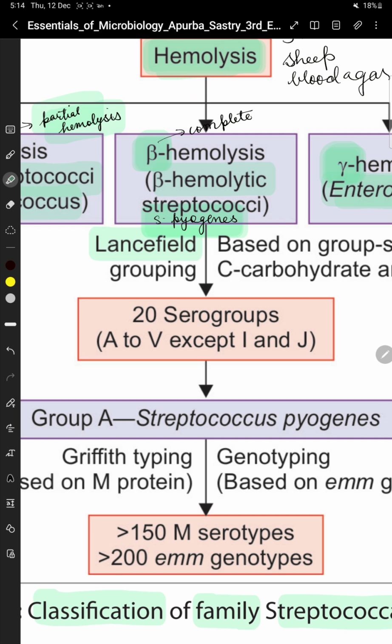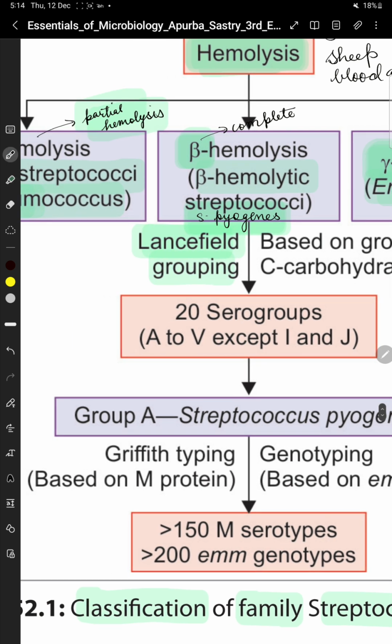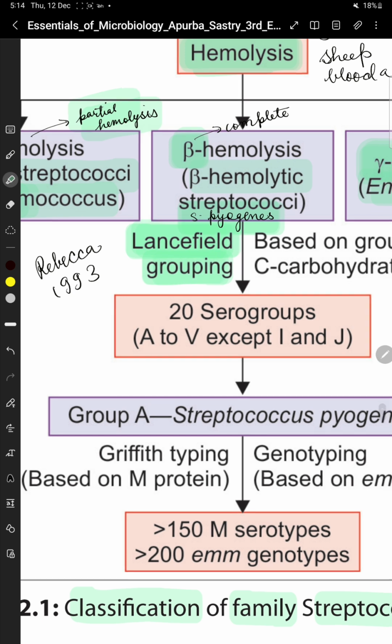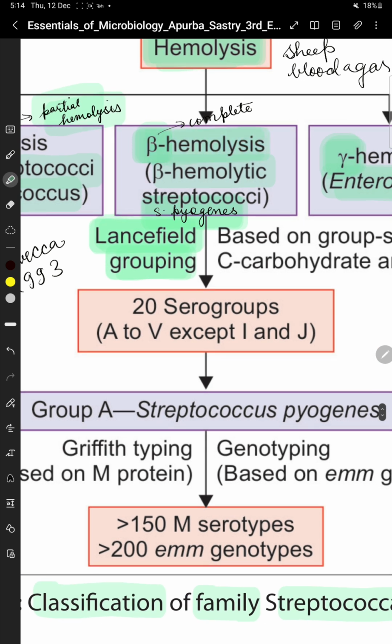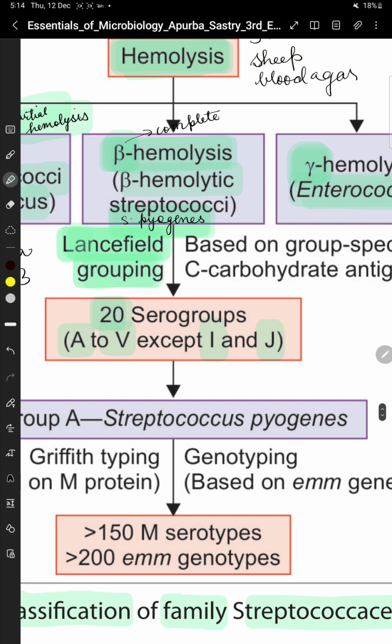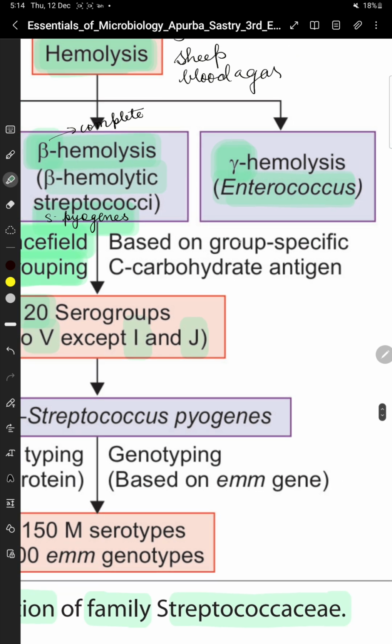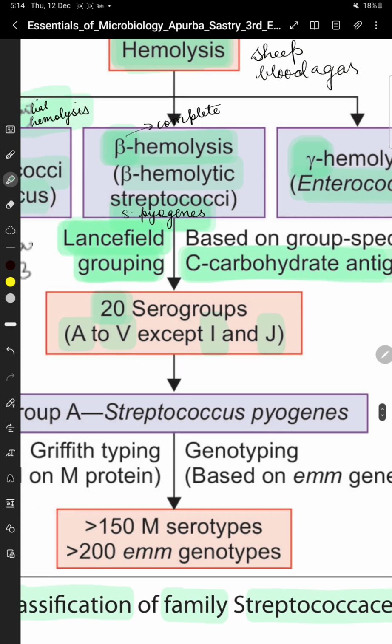Then we have Lancefield grouping. Lancefield grouping was given by Rebecca Lancefield in 1993. In Lancefield grouping, we divide the beta hemolytic streptococci into 20 serogroups, that is group A to V except I and J. And this Lancefield grouping is on the basis of C carbohydrate antigen. These C carbohydrate antigens are present in the cell wall.